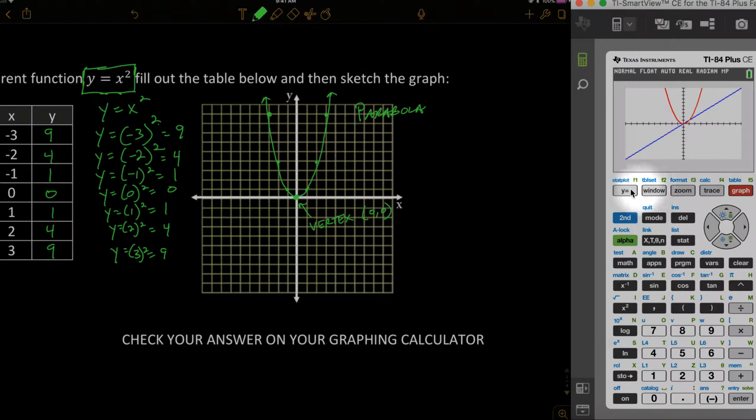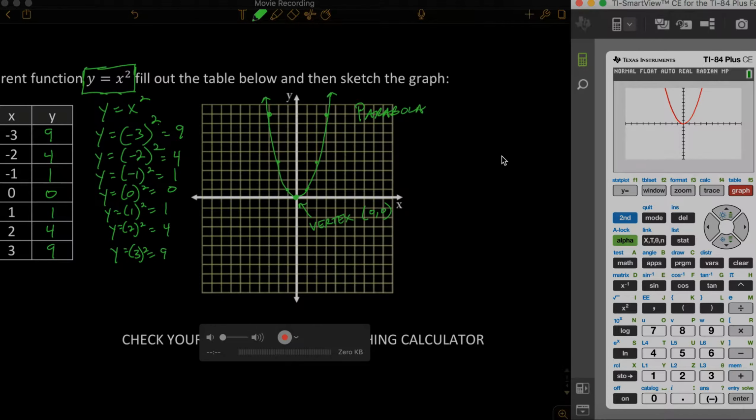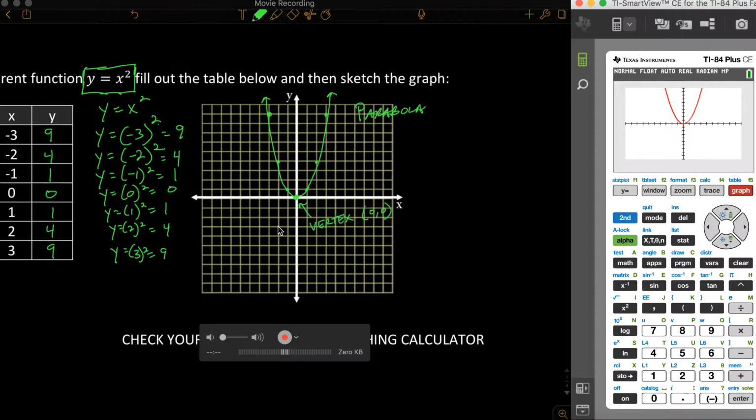We have our parabola. Now let's say you don't want to see the line. You could delete it here, or you can go over and highlight that equals sign there, hit enter, and it will just turn it off for a little while so that you can go look at the graph later if you like. So when I hit graph, you'll see the line is no longer there. We just get our parabola with the vertex at 0, 0. Let's move on to the next one.